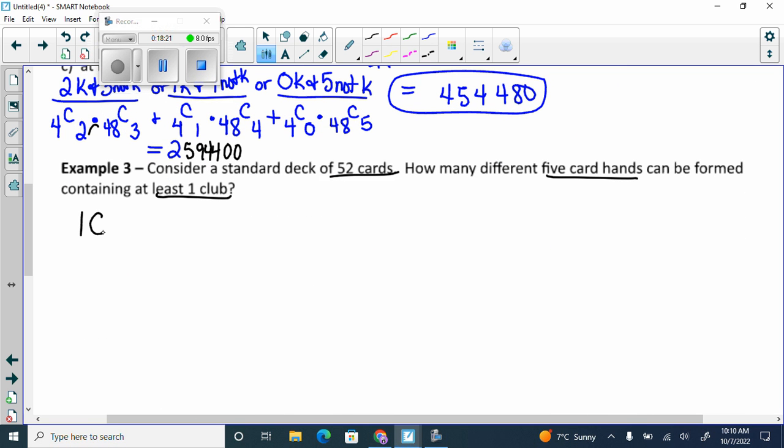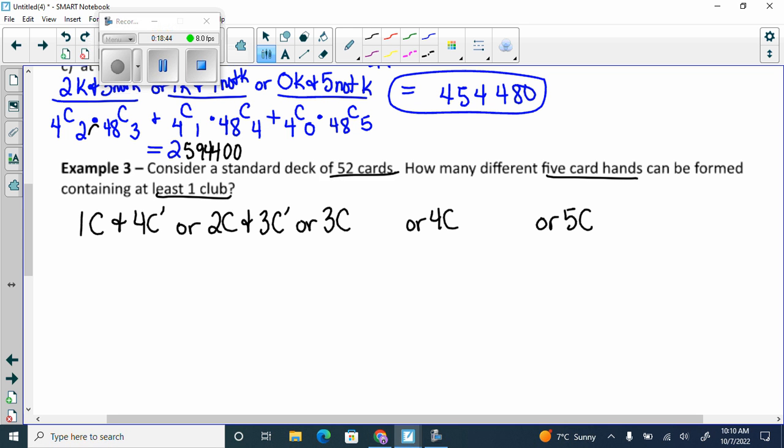1 club, or 2 clubs, or 3 clubs, or 4 clubs, or 5 clubs. And then we could say 4 not clubs. I'm going to write it like this because it's kind of like set theory. And 3 not clubs, and 2 club complements, and 1 club complement. And then this one doesn't need anything. So these are my cases, and we have plus signs between each of them.